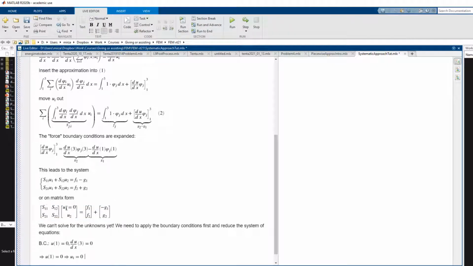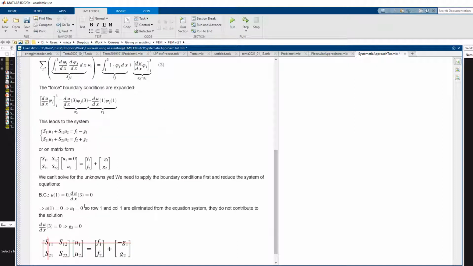That means that none of this here, this business, so what is going to be multiplying u1? Well, it's going to be S11. So this thing here is going to be multiplying this, and so the whole row here is not going to be interesting for our solution. And the whole row and the whole column here, S21, because this is also multiplying this thing here. So we can get rid of this. You can say that row 1 and column 1, those rows and columns that are tied to our solution, which is known, are eliminated from the equation system. They do not contribute to the solution.